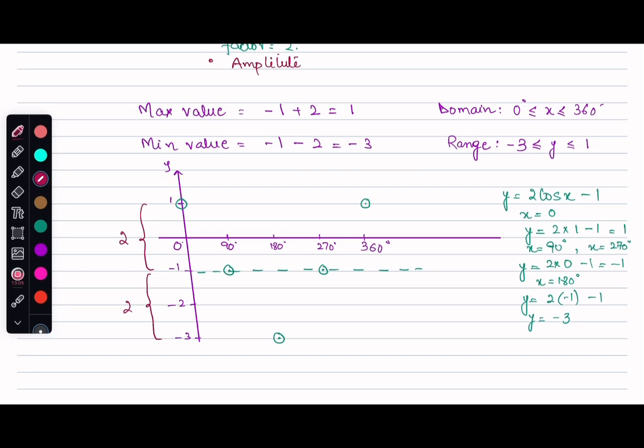Now the only thing that I need to do is to join the points, and they should be representing the curve. Therefore, this is how this graph of y equals 2 cos of x minus 1 shall be plotted. So this is how the graph of y equals 2 cos of x minus 1 gets plotted. Let's do another example.